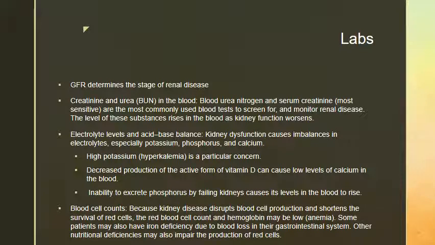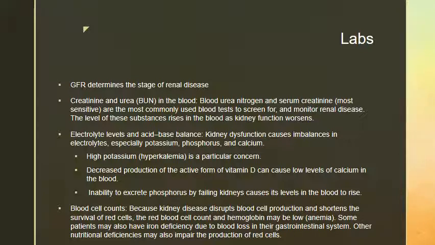Glomerular filtration rate determines the stage of renal disease. BUN and creatinine are labs that we absolutely monitor because BUN and creatinine are byproducts or waste products in the body. And if they increase, that means we are not excreting in our urine enough of those products to get rid of them from our body.